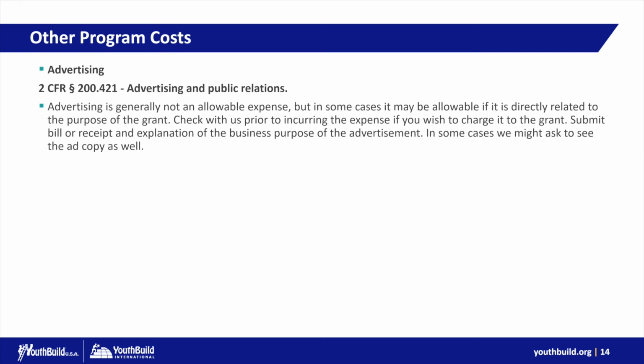Advertising is generally not allowable, but in some cases it may be allowable if it's directly related to the purpose of the grant. Check with us prior to incurring the expense if you want to charge it. You would have to submit a bill or receipt and the explanation of the purpose of the advertisement. And in some cases, we might ask for a copy of the actual ad.